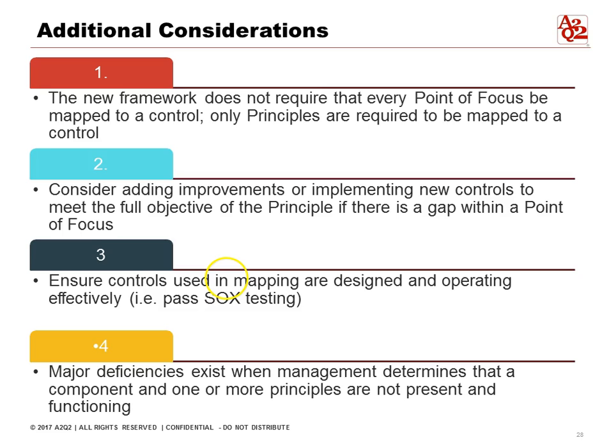And finally, major deficiencies exist when management determines there's a component or 1 or more of the principles that aren't present and functioning. That's why we laid out the template, so that we can easily identify if there are any missing components and make sure that all of the controls that we listed are operating effectively as well. So those are the additional considerations in this mapping process.